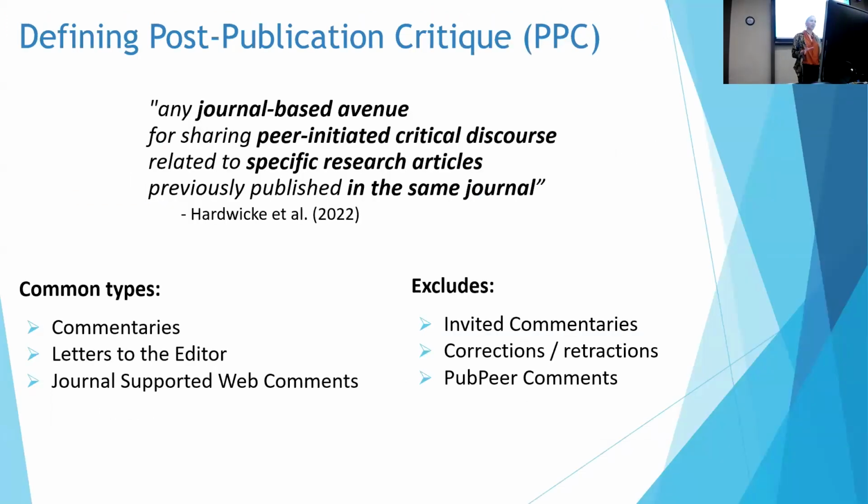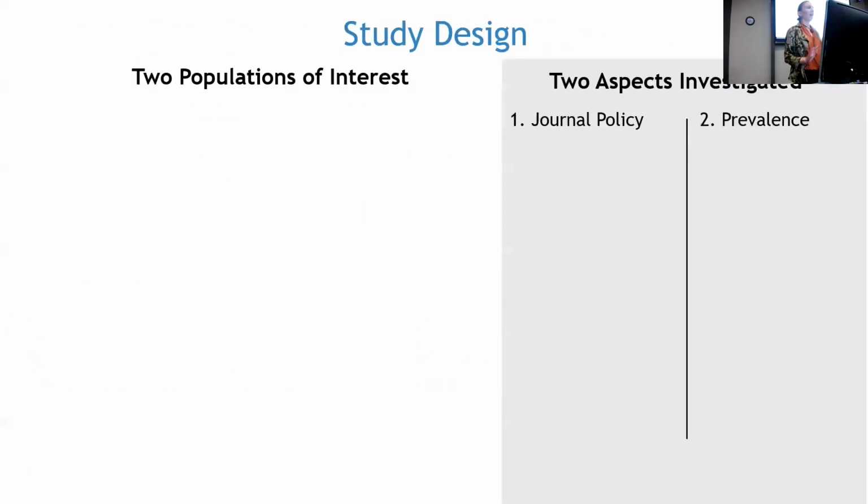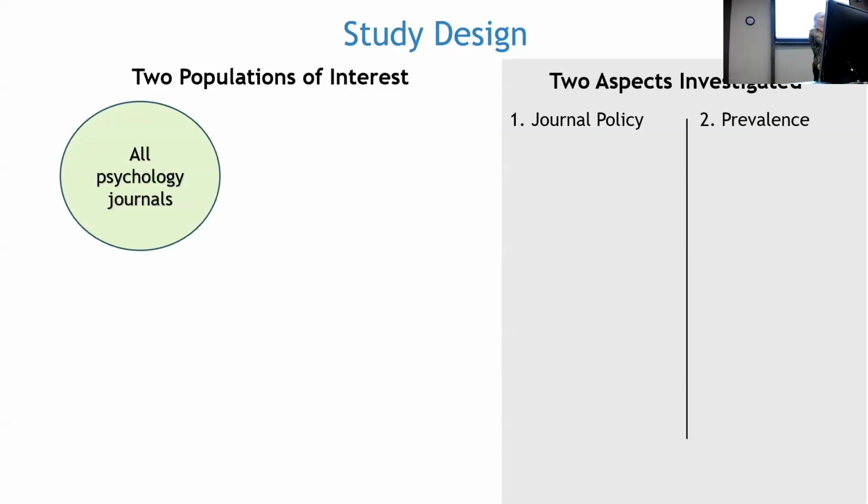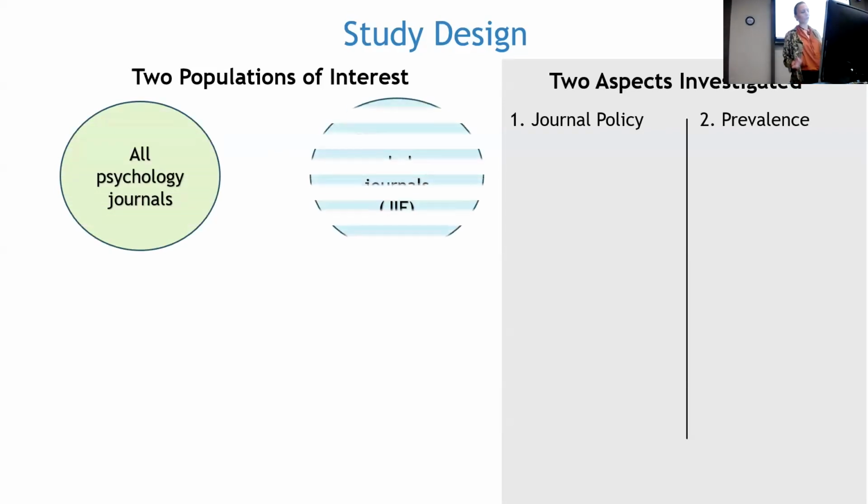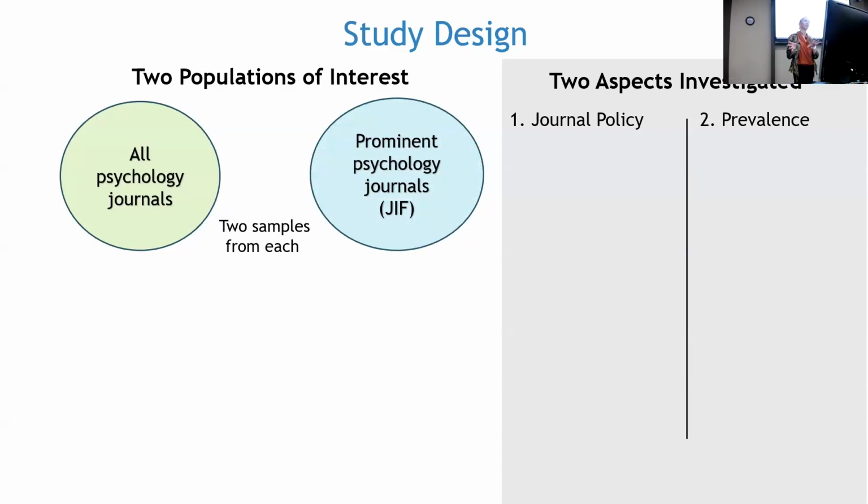So for the purposes of our study, we kept a pretty strict definition of post-publication critique because we wanted to focus on journal accountability. And so for this reason, we only counted critical discourse when it was published in the same journal as the article it was critiquing. And we had two populations of interest. We were interested in all psychology journals in general, and then we also wanted to see how this functioned in just the most prominent psychology journals. And we needed two samples from each because we wanted to look at two different aspects: first, how journals handled the critiques, and then how often they actually appeared within the literature.